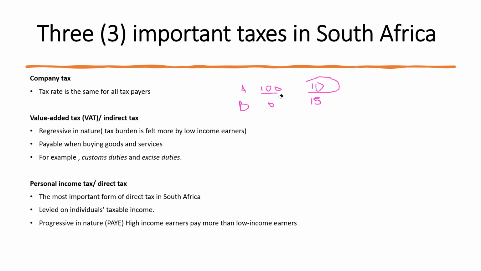So these are the types of tax that you must know. Which is the company tax. The tax is the same for everyone, and it is also called the proportional tax. Value added tax is indirect. You pay this one when you're buying goods and services. And it is regressive in nature because low income earners pay more than high income earners. Personal income tax, this one is direct. You pay it on your income, on your salary. So this one is progressive in nature because high income earners pay more than lower income earners.